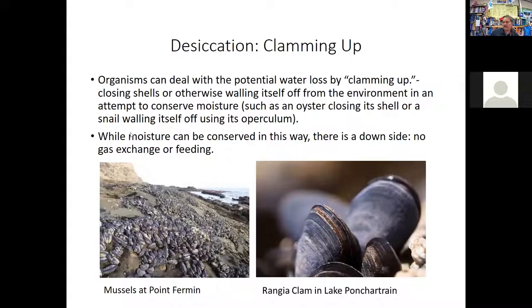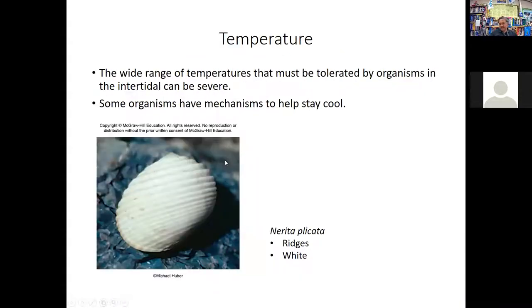And so it closes up so that you don't lose any water. It says here, while moisture can be conserved this way, there is a downside. There's no gas exchange and there's no feeding. So when situations get better, you have to open it back up and get what you can while you can. Alrighty, so that's the way that organisms take care of desiccation.